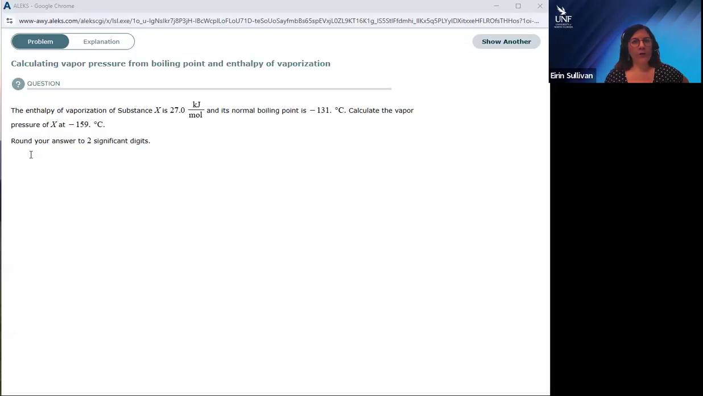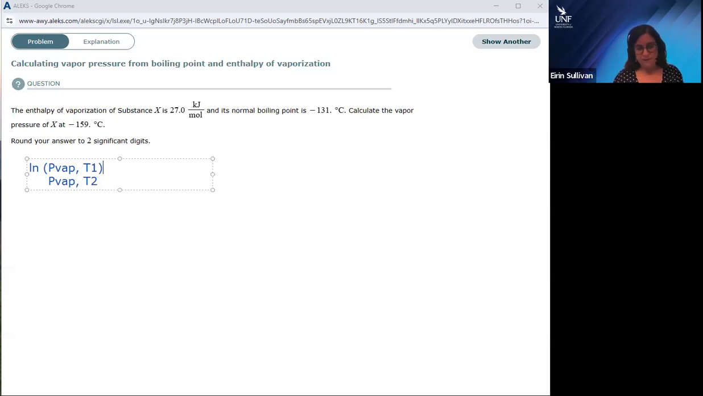Okay, so if we are trying to calculate the vapor pressure from the boiling point and enthalpy of vaporization, what we are going to need to do is use the 2-point version of the Clausius-Clapeyron equation. So that is the natural log of your vapor pressure at one temperature divided by the vapor pressure at another temperature is equal to, hang on, I meant to put the brackets up there.